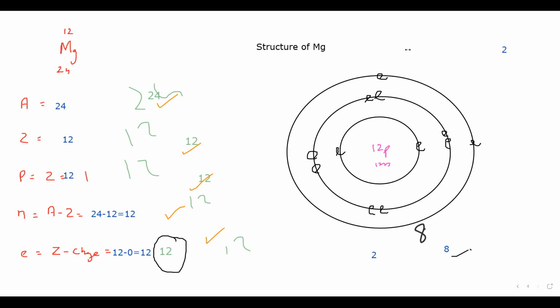And what about the electronic configuration? That's right. That's 2, 8, 2. That's correct. So we can work out its electronic configuration as well.